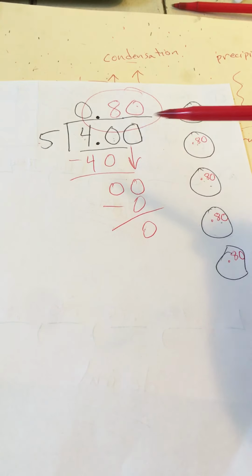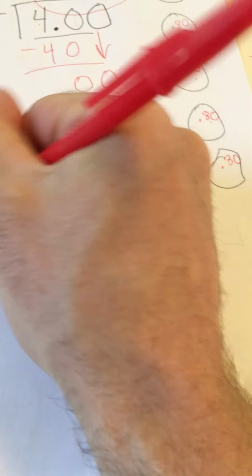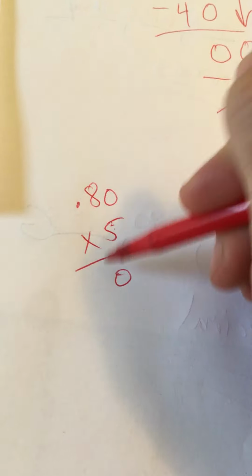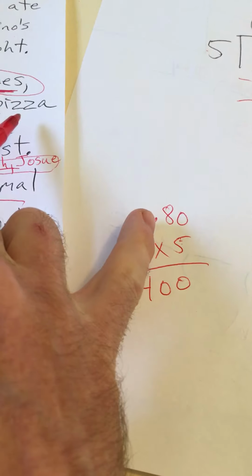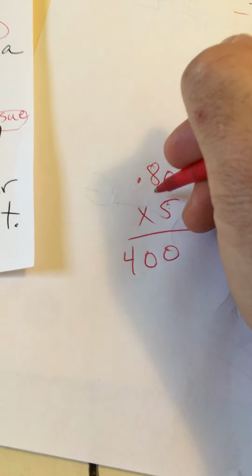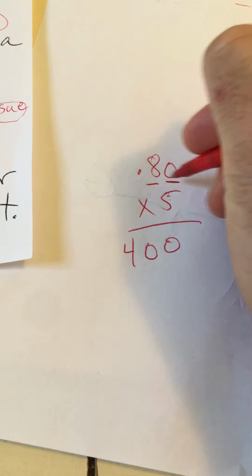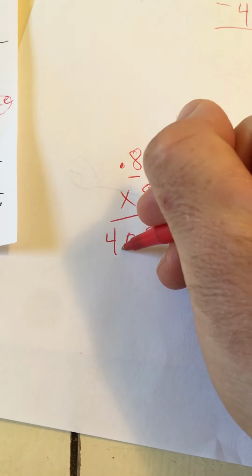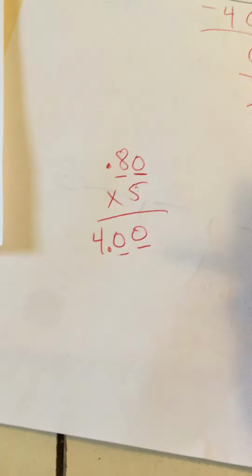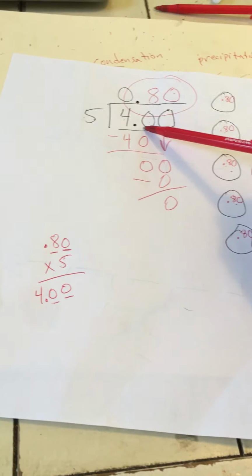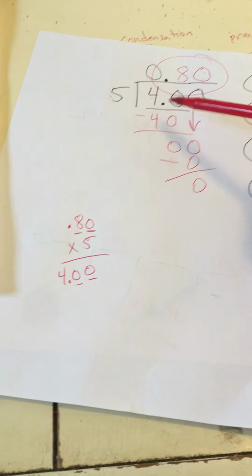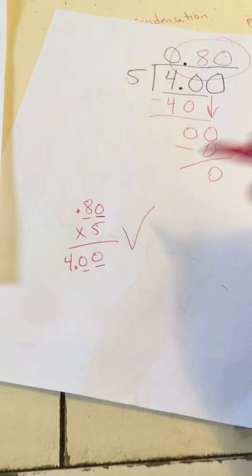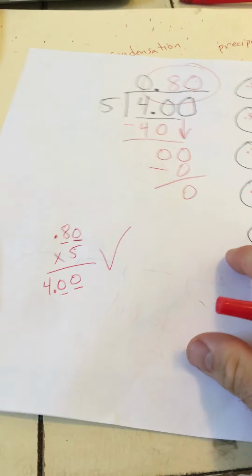So 80 hundredths times 5 should get us to 4. 0.80 times 5, I'm just checking my work. 5 times 0, 5 times 8 is 40. So 80 times 5 is 400, but since it's 0.80, that means we have 2 digits behind the decimal point, so we need to make it so our answer also has 2 digits behind the decimal point. And just like 4 divided by 5 equals 80 hundredths, 80 hundredths times 5 gets us to 4. So we just checked our answer, and we know that that is correct.